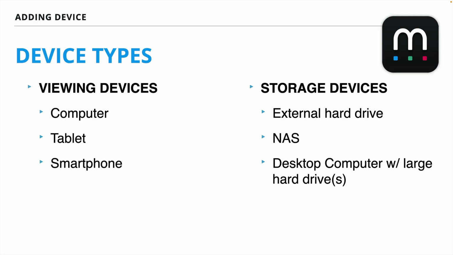With a Mylio subscription, you can add unlimited devices. That means you can add your computer, your laptop you use for travel, your tablet, your smartphone, or even a family member's tablet or smartphone if you want to add their photos to your Mylio library and give them access to yours. You can also add as many external hard drives as you like for additional protection and backup.